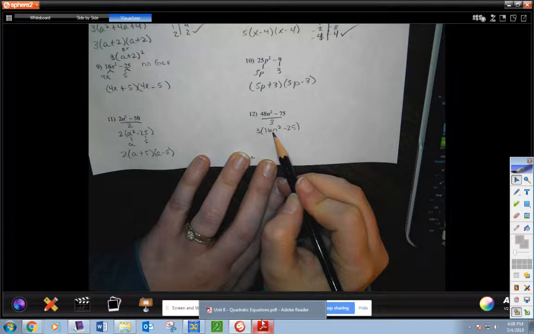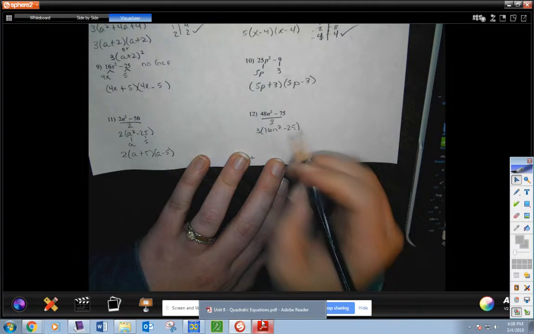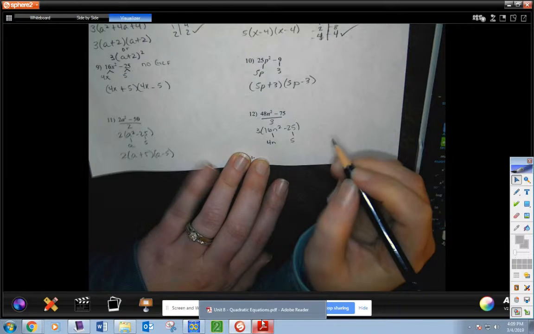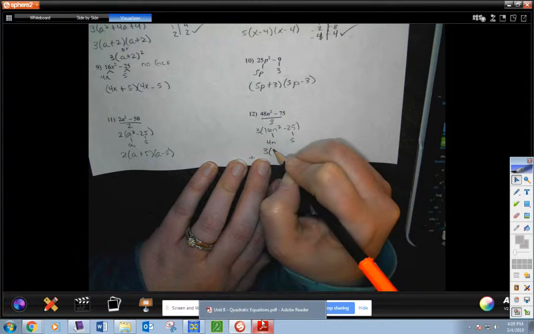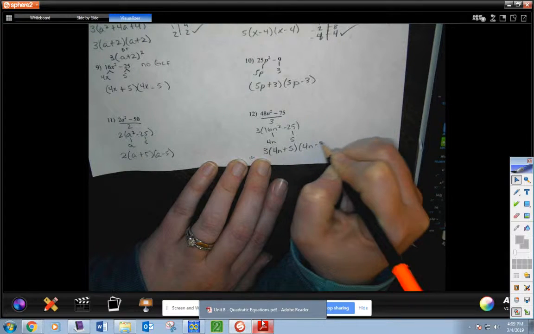Okay, I've already taken a GCF out. So now this is either done or this is perfect squares. And these are perfect squares. They split to 4n and they split to 5. So from here, I have 3 times 4n plus 5 times 4n minus 5.